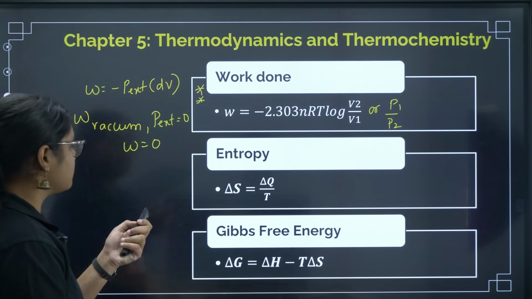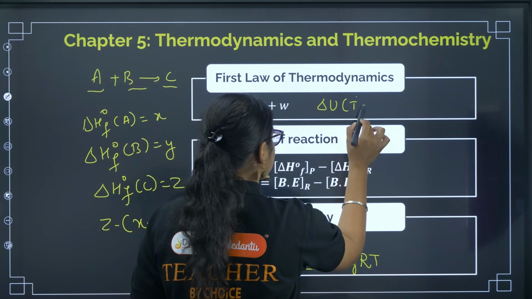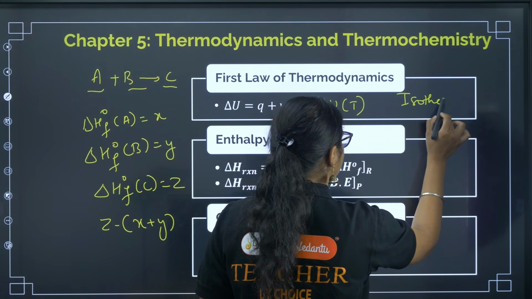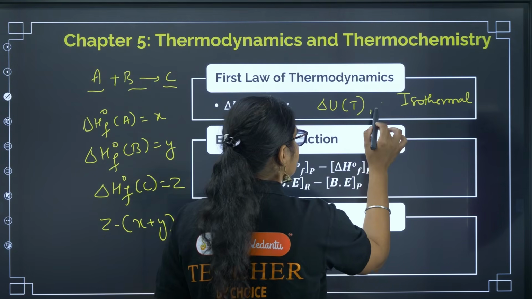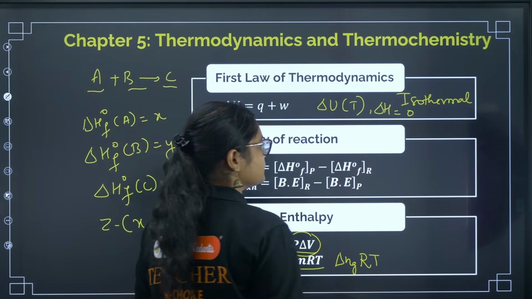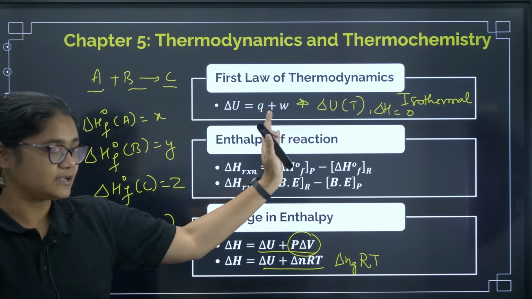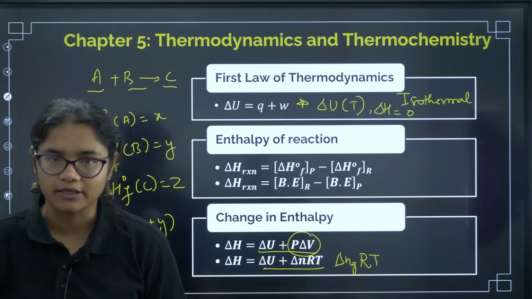Now here one more thing I want to add. Delta U is a function of temperature. So if the process is isothermal, what is the meaning of isothermal? The temperature is constant. In that case, delta U and delta H will be equal to 0. So this one please remember, very important. Many times questions are asked from here. So under isothermal conditions, delta U and delta H will be equal to 0.